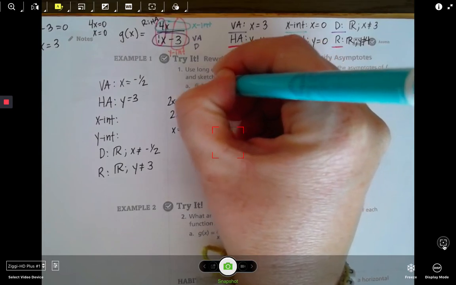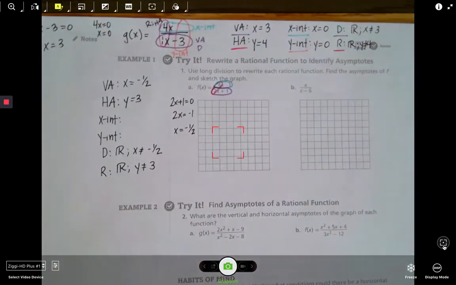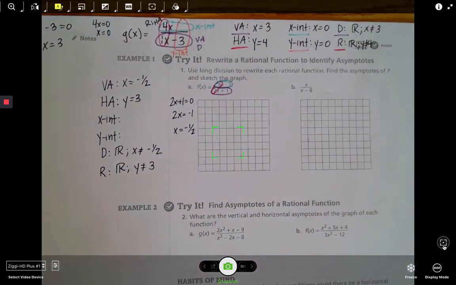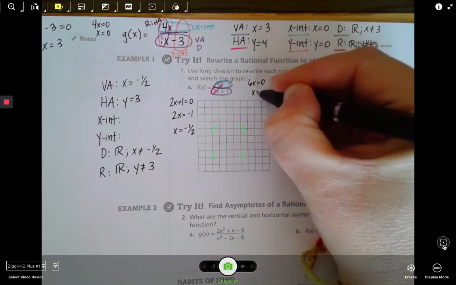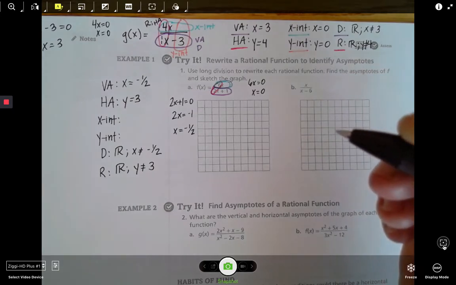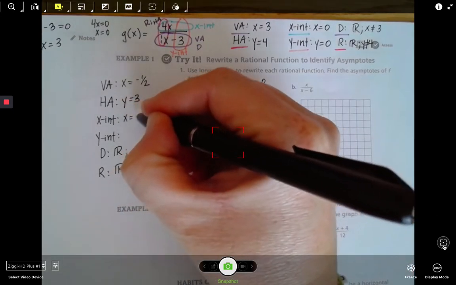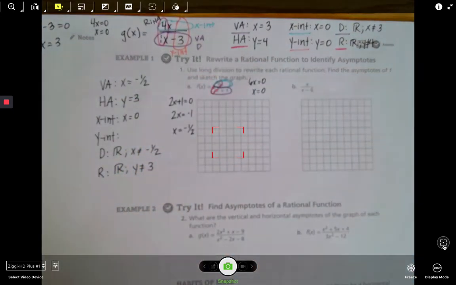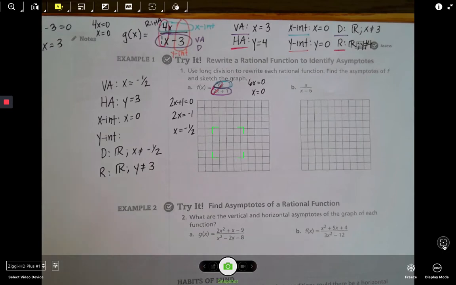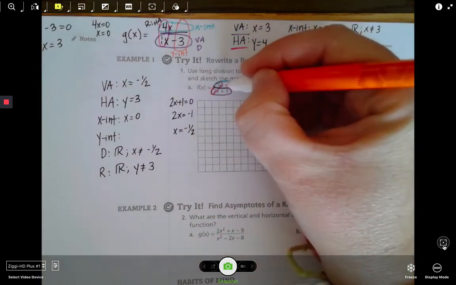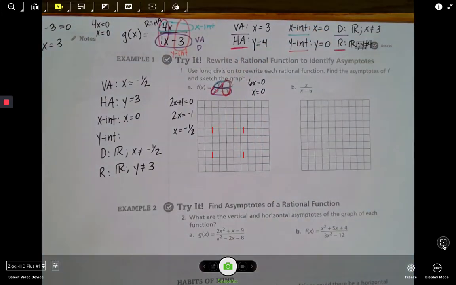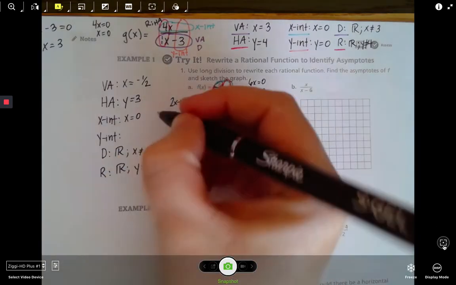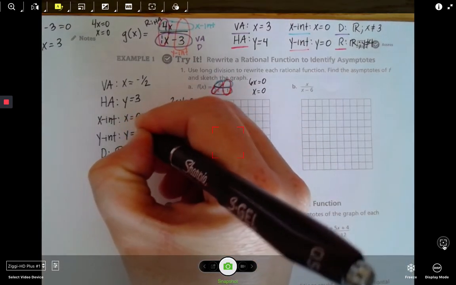X-intercept comes from your numerator. So I could say 6x equals 0, so that means x equals 0, right? So my x-intercept is at x equals 0. And then last but not least is my y-intercept, and that comes from my last two constants, and that's 0 over a positive 1. 0 over positive 1 is just still 0.